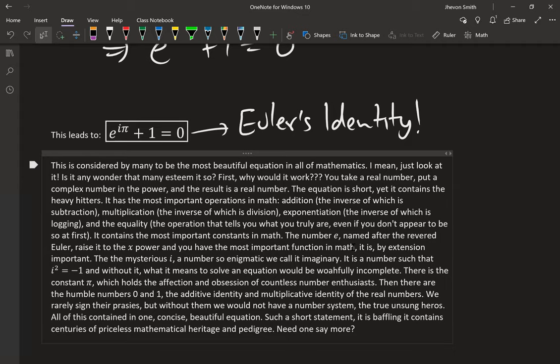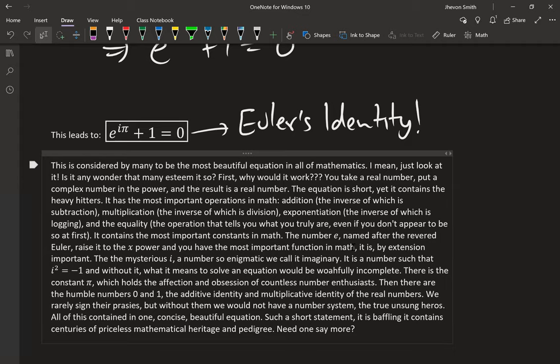And once you actually have the complex numbers, it turns out that you don't need to invent any other numbers to get an equation to be solvable. You can solve any polynomial completely in theory with the complex numbers. And there's nothing else that you'd have to invent, right? So the complex numbers, the number i, is so important.